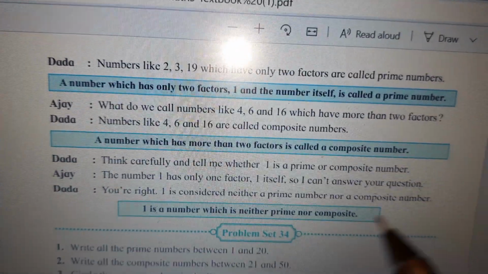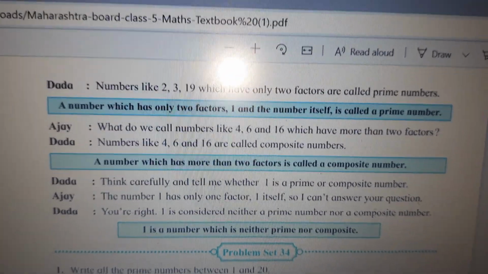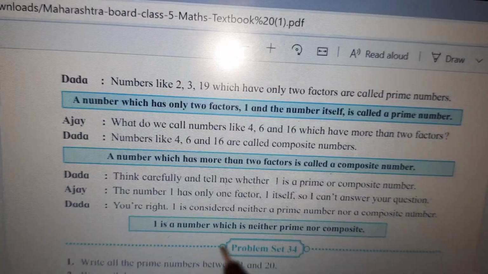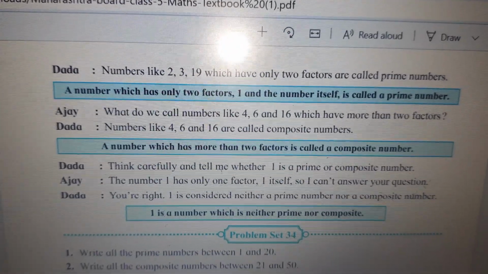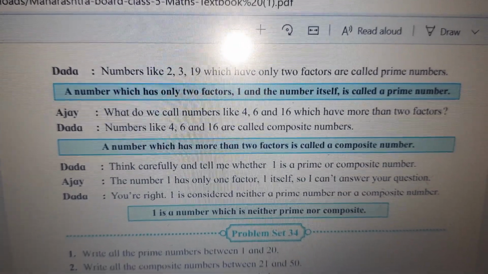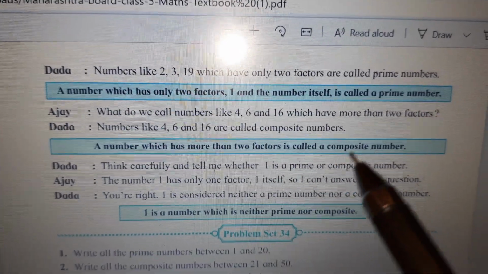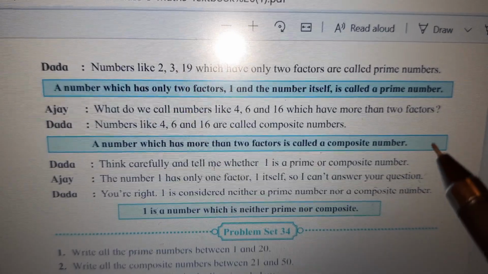Numbers like 2, 3, 19 which have only 2 factors are called prime numbers, which I just told you. So a number which has only 2 factors, that is 1 and the number itself, is called a prime number. And a number which has more than 2 factors is called a composite number.